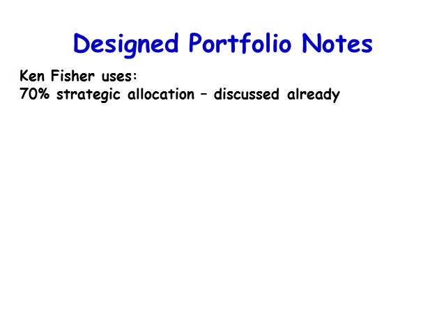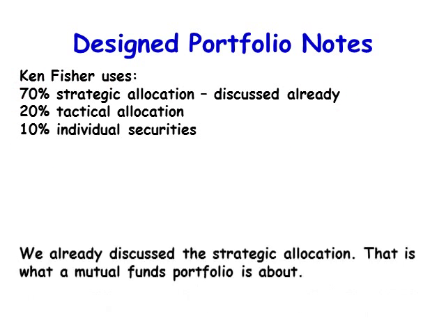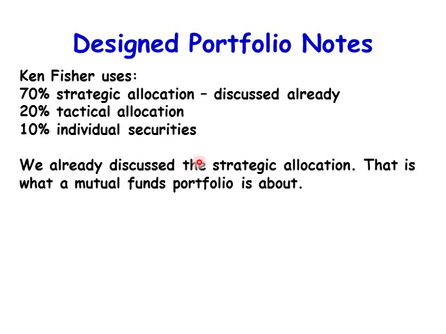I ordered a booklet from Ken Fisher about that 15 minutes retirement solution, and that's just that 70% strategic allocation. That's something we already discussed here. We discussed only the strategic allocation. Then they use a 20% tactical allocation, and 10% individual securities. So Ken Fisher recommends using this allocation. We already discussed the strategic allocation, and that's what the mutual funds portfolio is about.